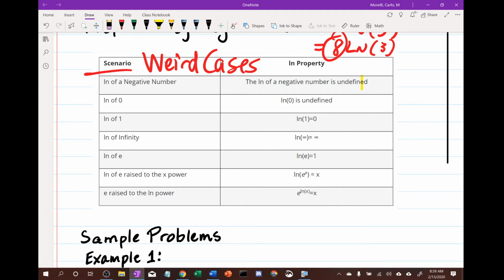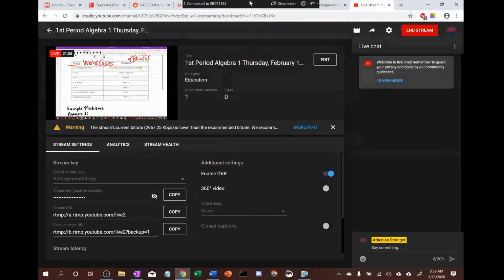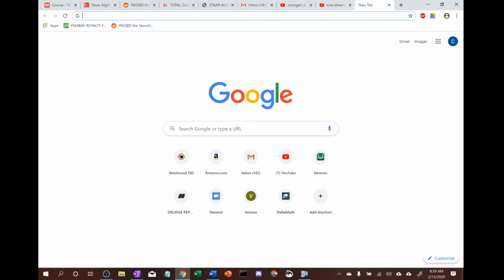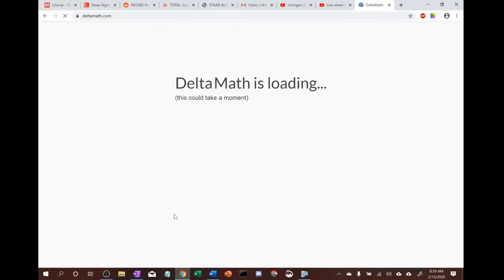Now I need to show you how easy this stuff is in Desmos. So this is actually just the beginning. I mean, not Desmos. In Delta Math. Let me go to Delta Math and just look at the assignments that you have.